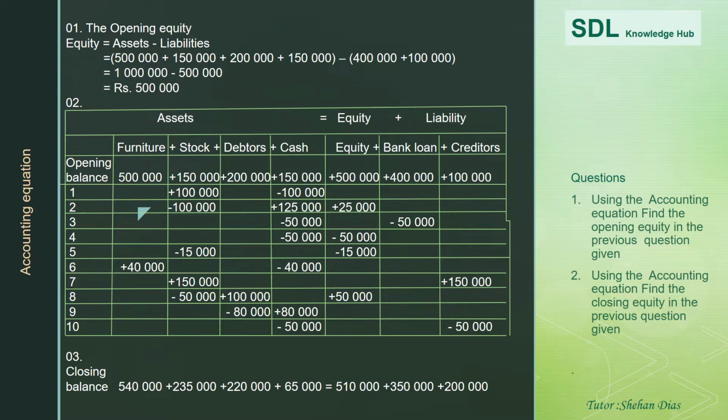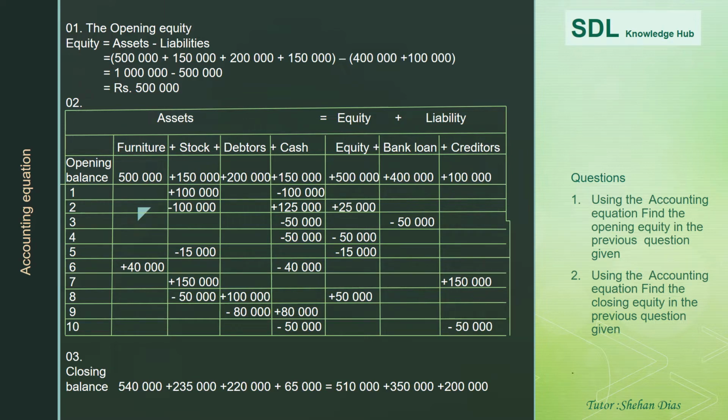So first what you need to do is record the opening balances. Furniture 500,000, stock 150,000, debtors 200,000, cash 150,000. Based on the earlier calculation, equity 500,000, bank loan 400,000 and creditors 100,000. So now we can record individual transactions. Purchase stock 100,000 on cash. So then stock increased by 100,000, cash reduced by 100,000.